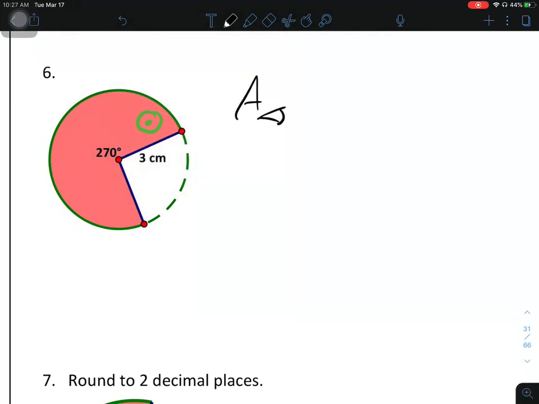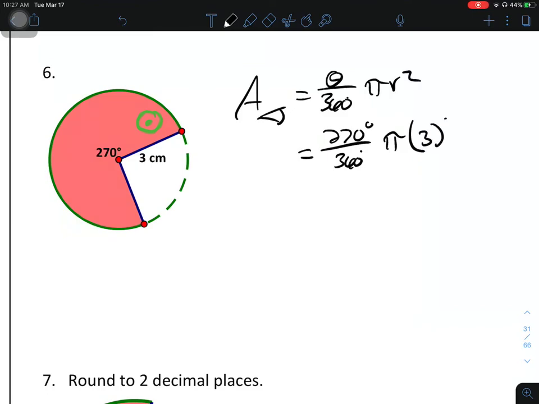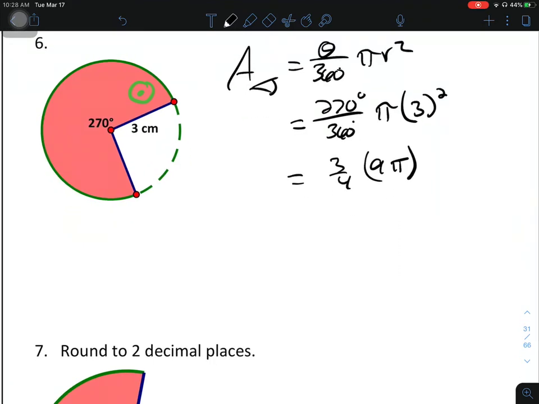Define the area of a sector. It's the central angle divided by 360 degrees times pi r squared. Our central angle is 270. You might recognize that as being 3/4 of the circle. And then 3 squared is 9. And you can't do any cross-canceling here because 4 and 9, its only common factor is 1. So that's going to make this 27 pi over 4 square centimeters.